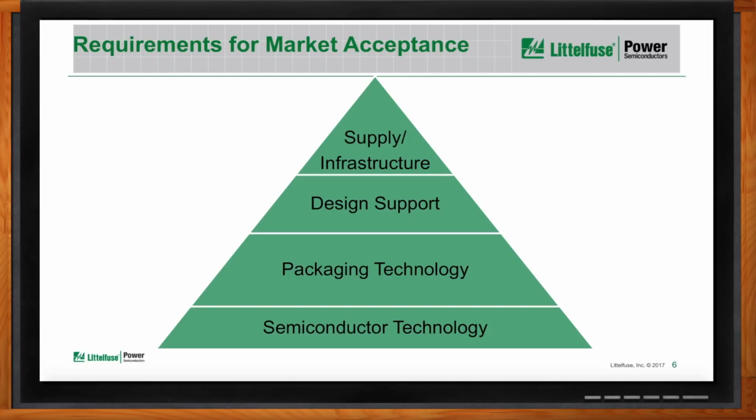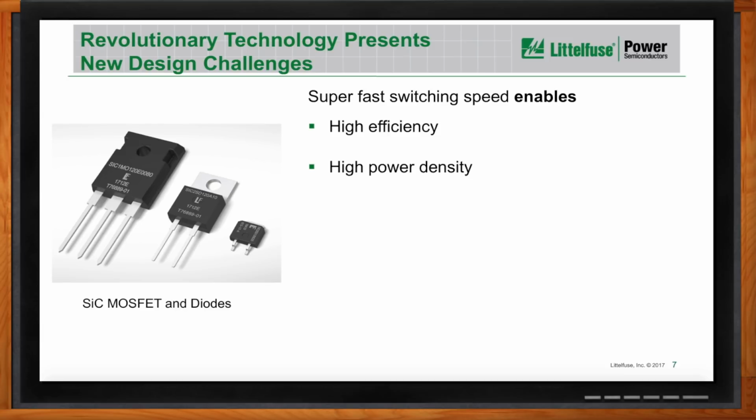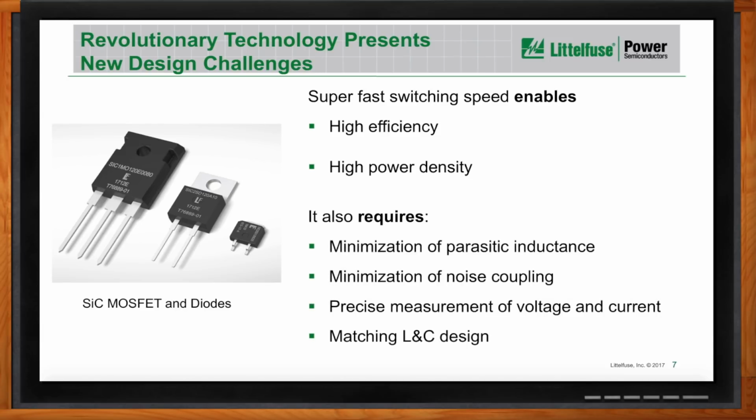Okay, so circling back to you, Xuning, sounds like I don't just take my existing design and swap out the silicon MOSFET for silicon carbide then, right? I'm going to need some help re-engineering my system to take advantage of this. Exactly. As we previously talked about the benefits of silicon carbide devices, super fast switching really helps you to improve the efficiency of your system and also to reduce the size, which increases your power density. However, the super fast switching speed also creates a lot of problems in the system. A lot of detail needs to be considered in the system design.